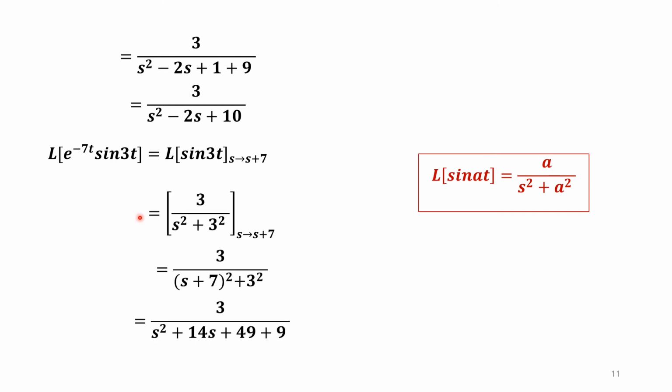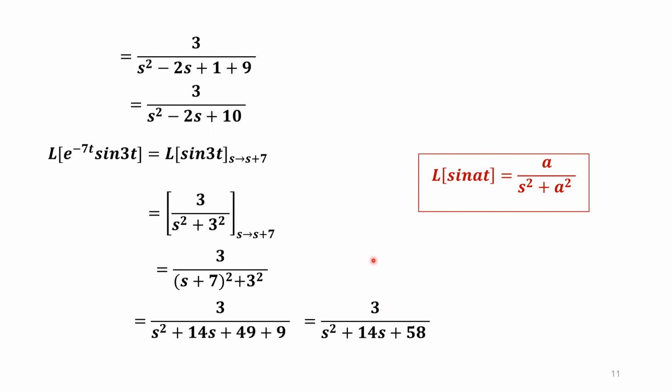So sine 3t, we know it is equal to 3 upon s square plus 3 square. In this answer, replace s by s plus 7. So 3 upon (s plus 7) the whole square plus 3 square. So we have 3 upon s square plus 14s, this will become 49, here it is 9, or I can write that as 58. So s square plus 14s plus 58. So this is the Laplace transform of the first term, and this is the Laplace transform of the second term.